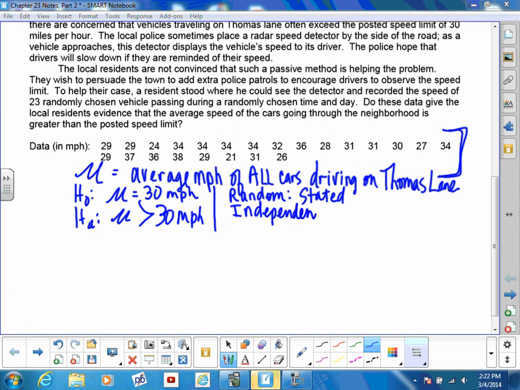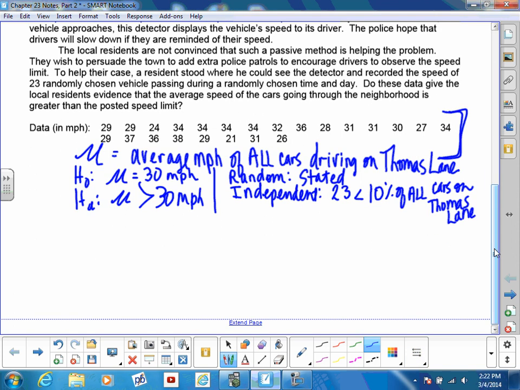What am I going to say there? Okay, is it less than 10% of all cars? Of all cars driving on Thomas Lane. Okay? You need to be clear about the population that you're pulling from. All right, what's next?